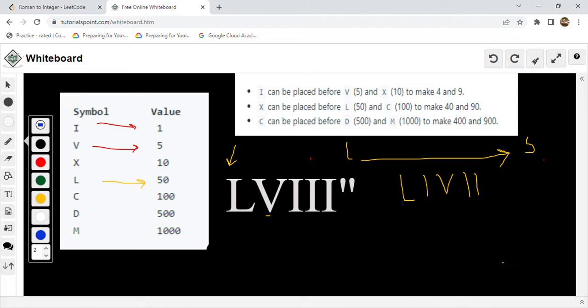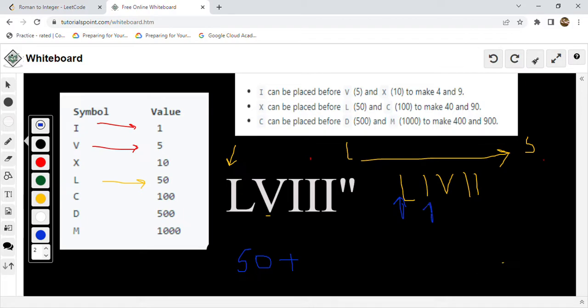Let's see. Now this is our index 0, L. So the L value is 50. Now, before L can be placed... okay, L is the larger one. There is no smaller one that can be placed. Sorry, no larger value greater than L can be placed after L. So we write 50. Okay, the L value is 50.